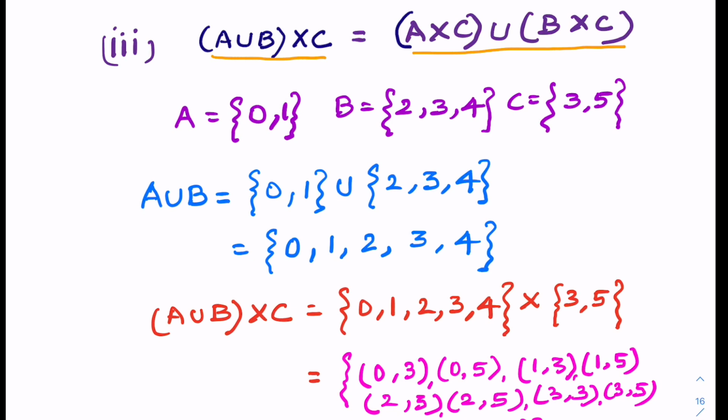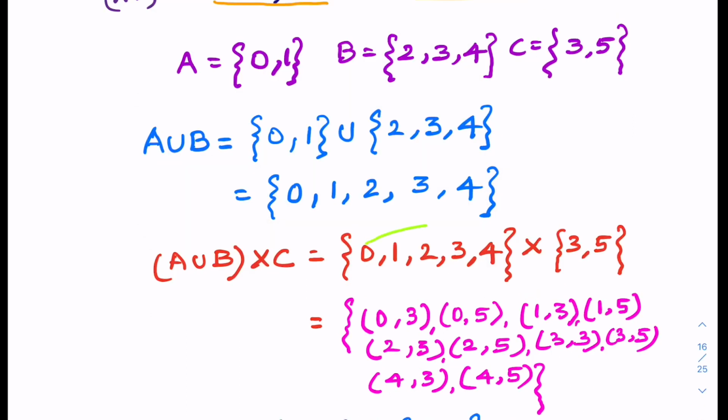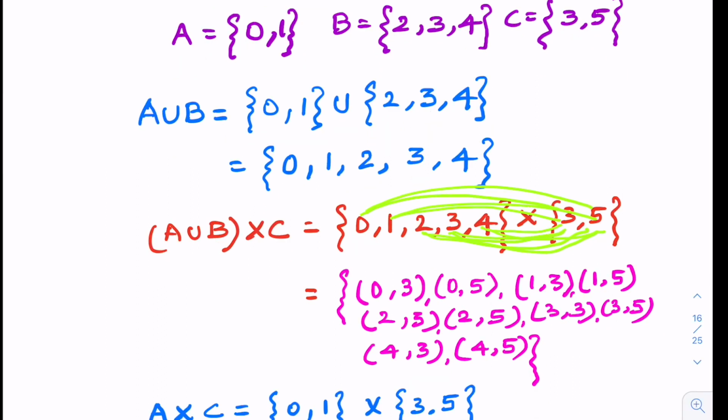Now let us go and find A union B cross C. So now we have to find the cross product between these two sets. So we get the ordered pairs (0, 3), (0, 5), (1, 3), (1, 5), (2, 3), (2, 5), (3, 3), (3, 5), (4, 3) and (4, 5). So let us name this as equation 1.